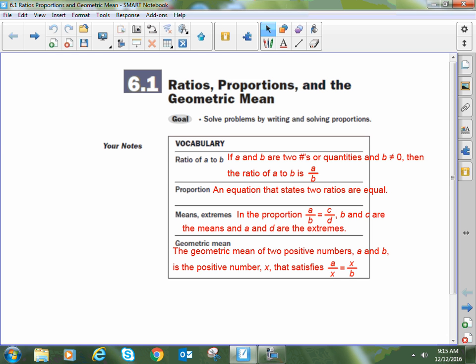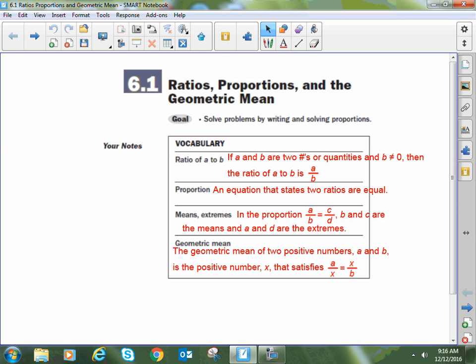Now the third one is means and extremes. That one's not going to be something that we're going to spend a whole lot of time talking about. I'm not going to ask you to identify, is this a mean or is this an extreme? But just understand that they are what they are. B and C in this particular ratio are the means, and A and D are what we would consider the extremes.